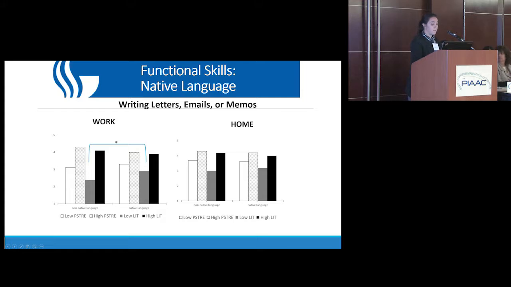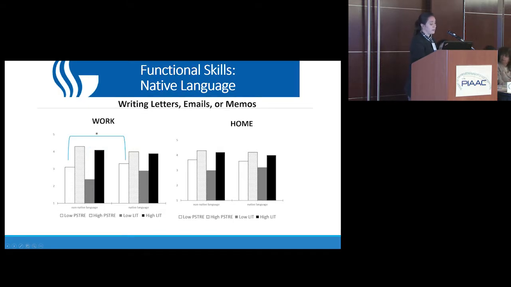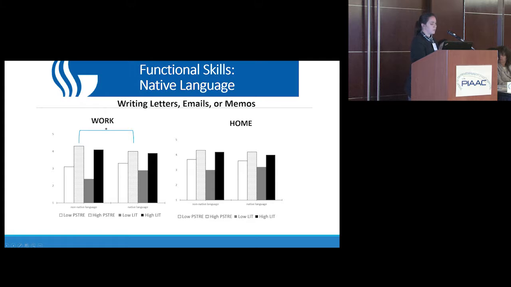And so particularly for those low in literacy, you'll see that native speakers report more frequent writing emails at work. And similarly for native speakers, low in PSTRE. But it's actually flipped when you get to high skills. So for high skills, non-native speakers actually report a greater frequency of writing letters or emails at work relative to native speakers.